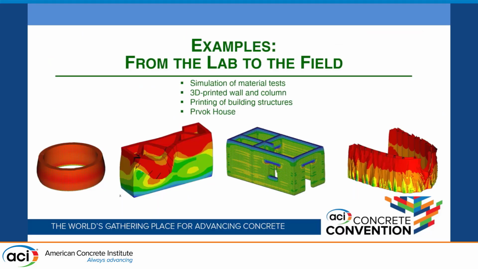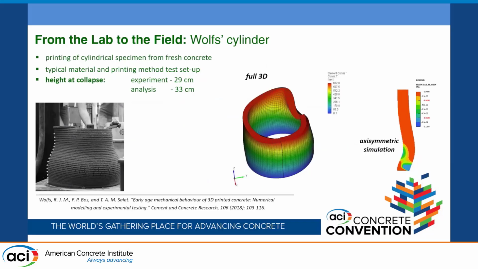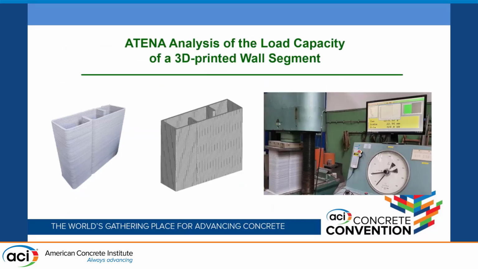So now let's go to show some examples. We start from some laboratory experiments. First we use this, I think, quite famous paper from Wolf, where he predicted the failure of these tests of cylinders. We can get a quite good prediction of these. Now I would like to move a little bit farther, to a more complex problem.